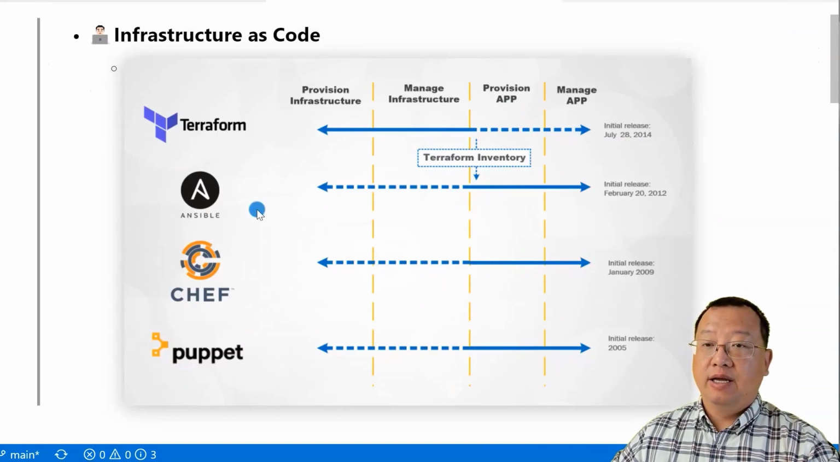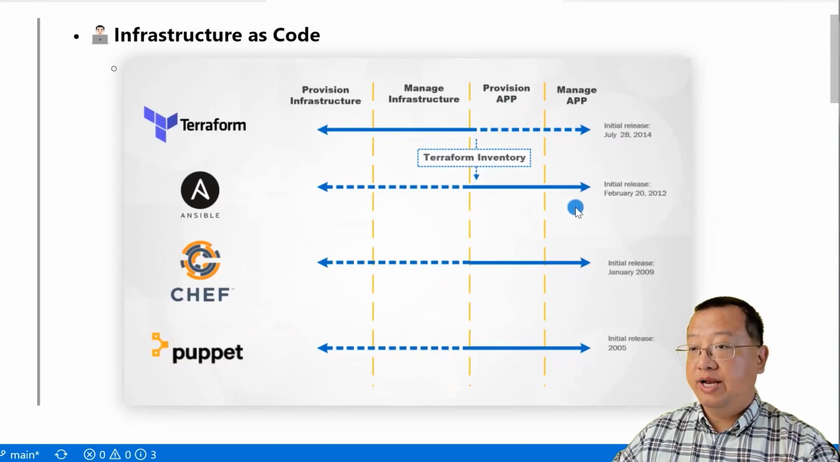The second is Ansible, which was released in 2012. Ansible is a configuration management tool designed to automate configuring and managing services and applications. It can be used to automate tasks like installing software, configuring databases, and deploying applications.